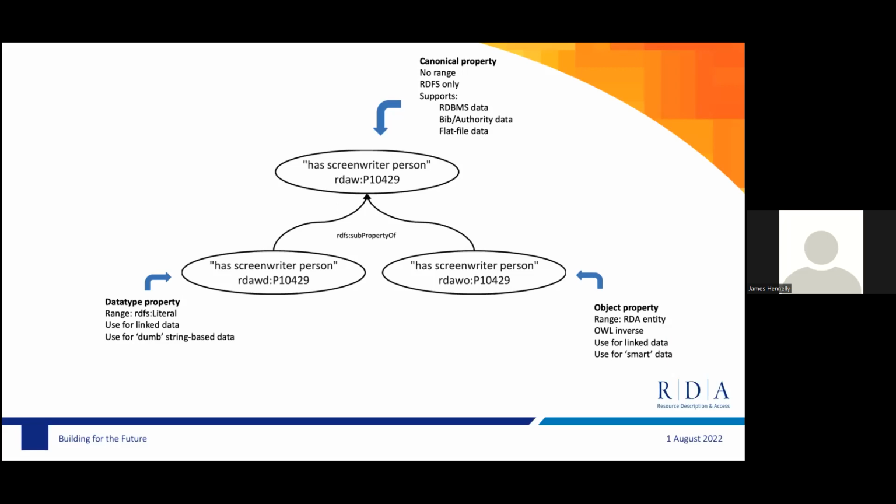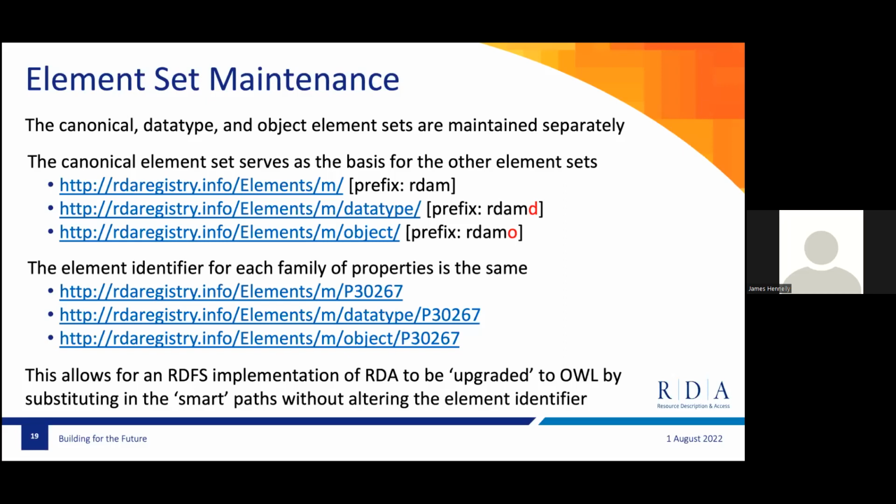So why this specific structure? As I said before, the canonical, the data type, and the object element sets are maintained separately. So why do we want to maintain them separately? Because people want to use different element sets for different things. The canonical element set serves as the basis for the other RDA element sets. So here you can see the IRI for the manifestation canonical element set. Then we have one for the data type, where we just add on data type, and one for the object, where we add on object to the end of that IRI.